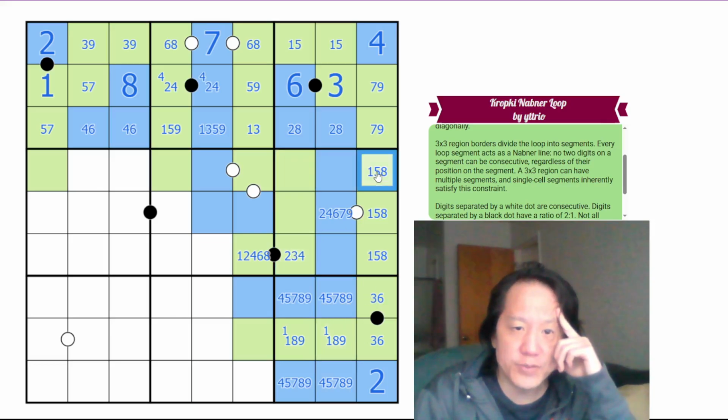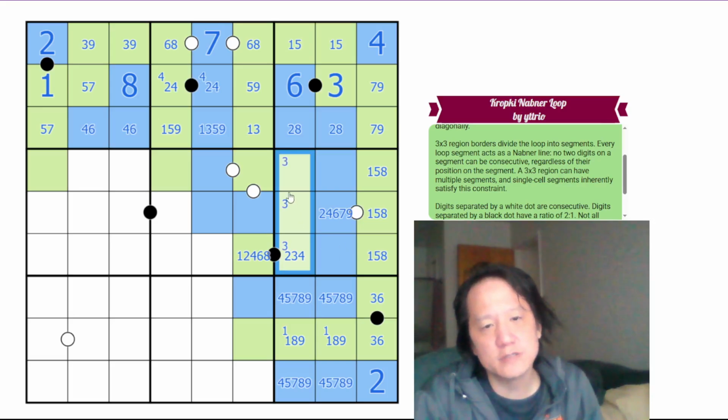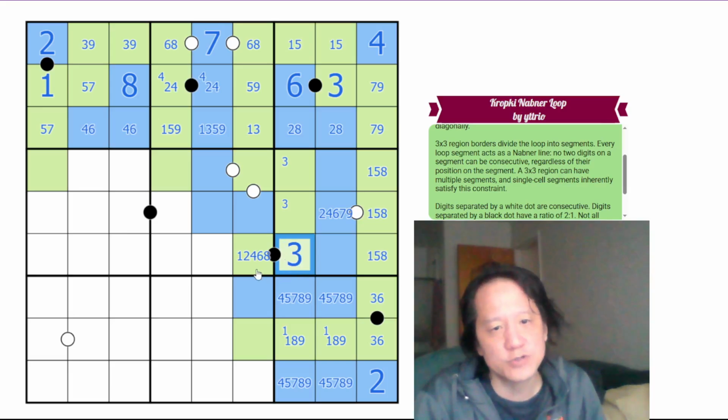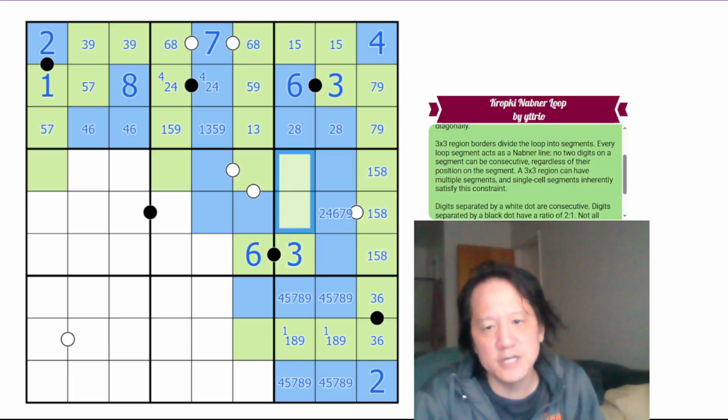Where is 3 in box 6? Cannot be here, cannot be here. It must be one of these cells, which means we cannot have 2 or 4 on this Nabner line. So this can't be 2 or 4. This is 3 then, and that's 6. We cannot have 1, 2, 3, 4, or 5, or 8. So we're guaranteed a 9 here.